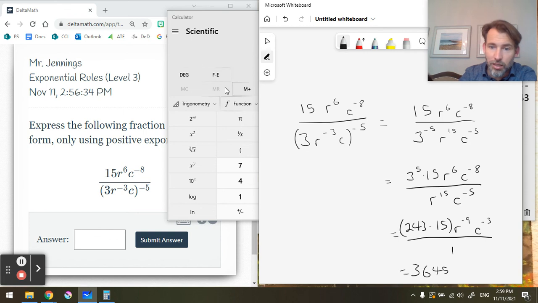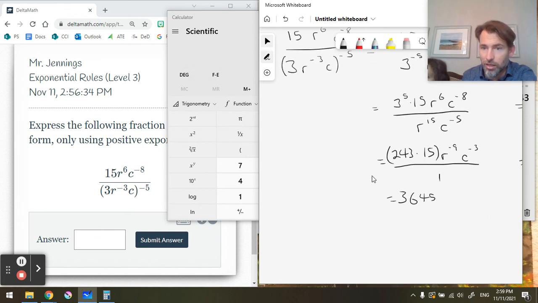3,645. I need a little more space here, so I'm just going to drag that up. I'm going to move that r to the 9, c to the 3 to the bottom. R to the 9, C to the 3. How did I do that? These were negative exponents. I can kick them to the bottom and just change the sign of the exponents.